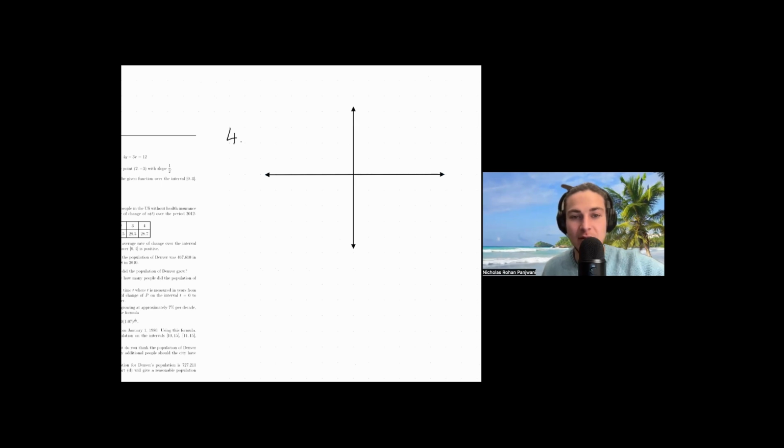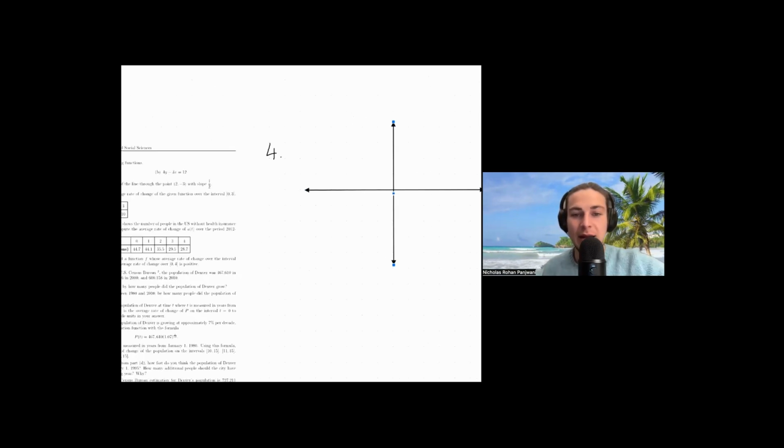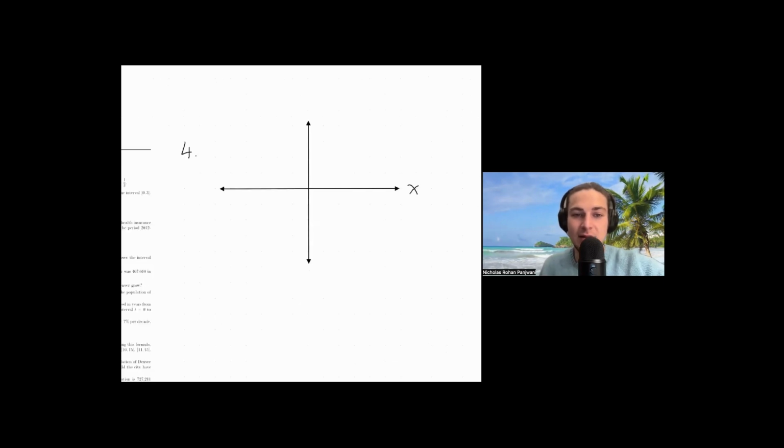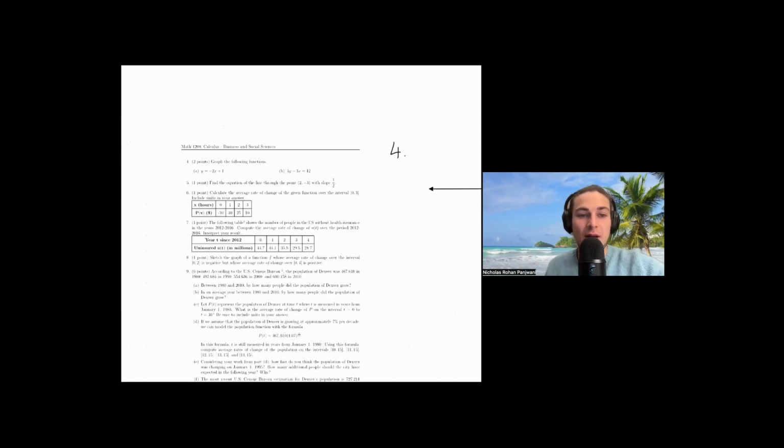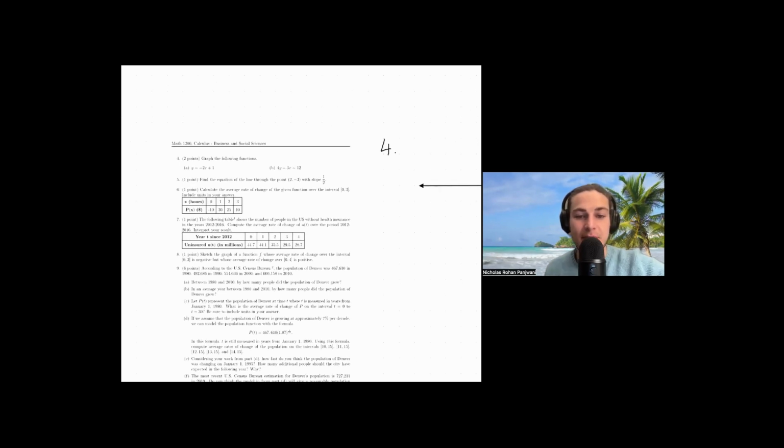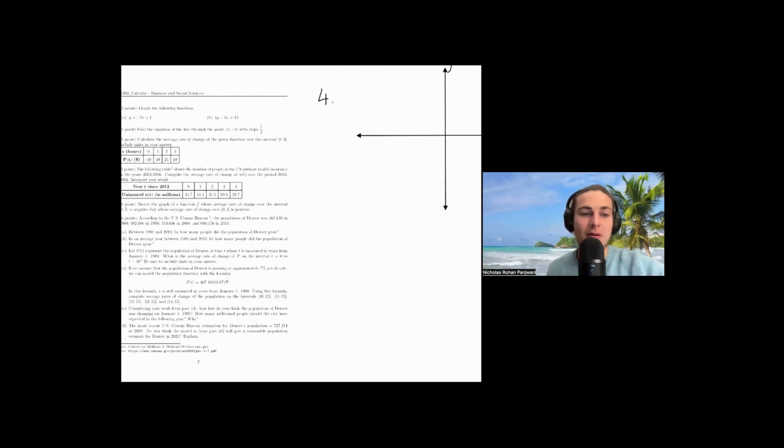Probably end up using the same set of axes, and we'll just erase the graph here. Okay, axes, and we're going to label the axes x and y. y equals negative 2x plus 1. So, business calculus students, do we remember what the form of the equation of a line is?